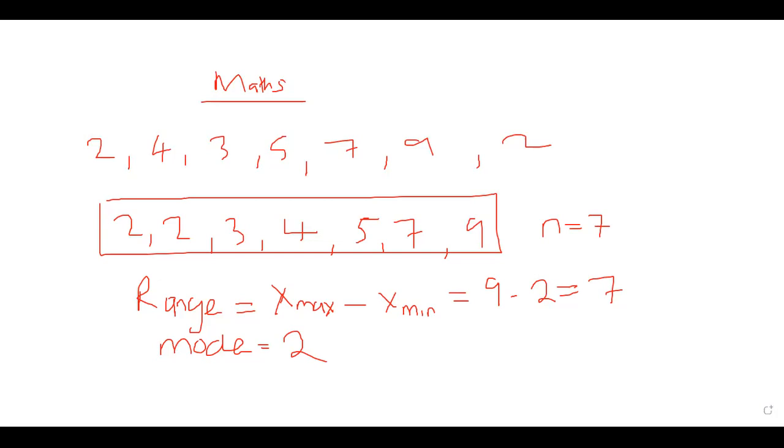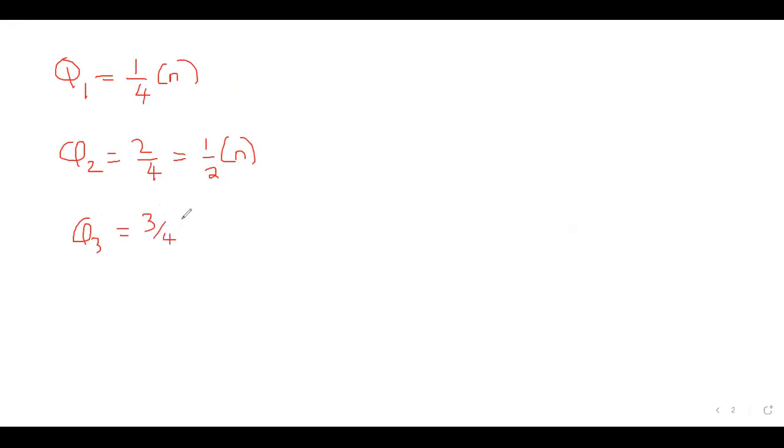And we go to what is called our quartiles. So we have 3 quartiles. We have the first quartile, the second quartile, and the third quartile. A quartile is simply a quarter. If we're dealing with quartile one, it is simply 1/4 times n. And if we're dealing with the second quartile, it's like the median, so it would be 2/4, which is the same as half. And if you're looking at the third quartile, it would be 3/4 times n.